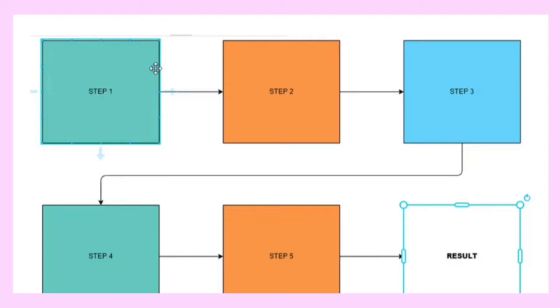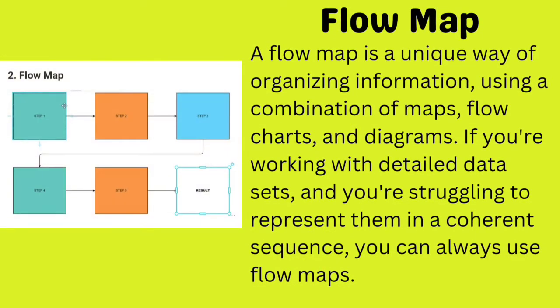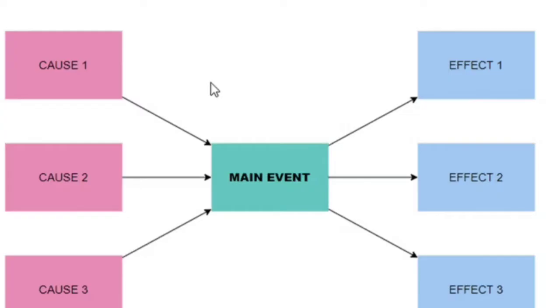Now we'll talk about another map that is called flow map. A flow map is a unique way of organizing information using a combination of maps, flow charts and diagrams. If you are working with detailed data sets and you are struggling to represent them in a coherent sequence, you can always use flow maps, and it is one of the creative ways.